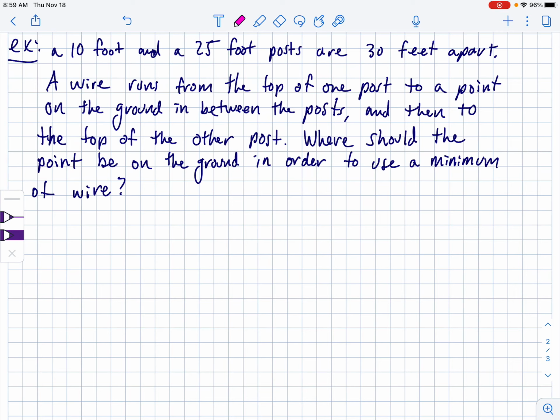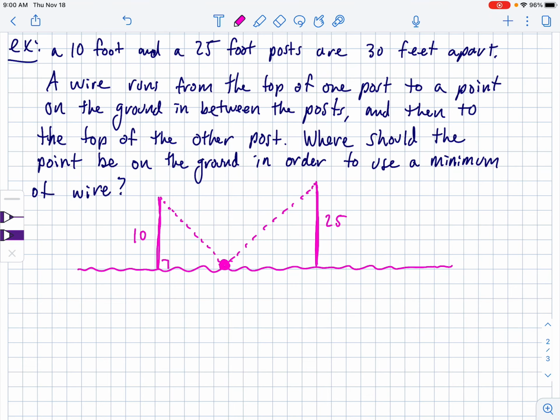The first thing we've got to do is draw a picture of this situation. So here's my ground. We're assuming that these posts are perpendicular to the ground and not slanted, which means this is a right angle. Here's a 10-foot post, and the other one is a 25-foot post. And then there's some point on the ground where you run a wire down to the ground and then over to the top of the other post. And the entire thing is 30 feet apart.